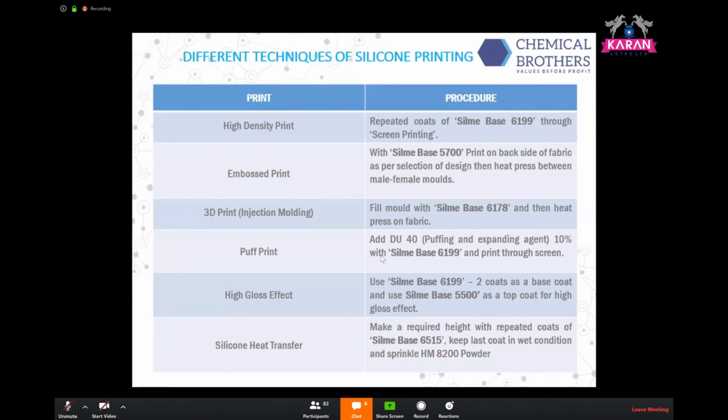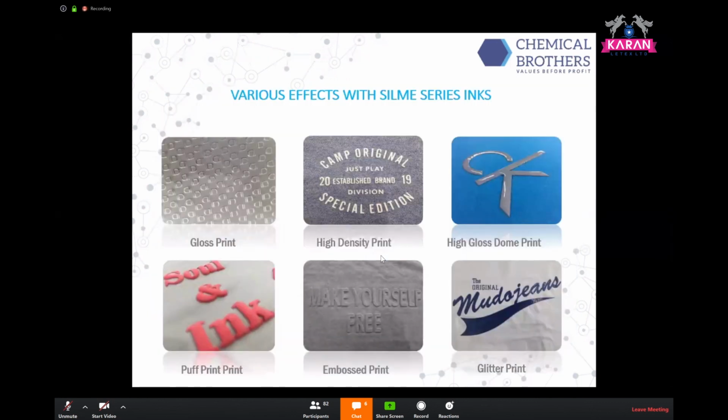So here we have some pictorials, like various effects with the Silme series inks, with a gloss print. Here we have a high density print. Here we have a picture of a high gloss dome effect, embossed, puff, and a glitter effect. We must all know about this.